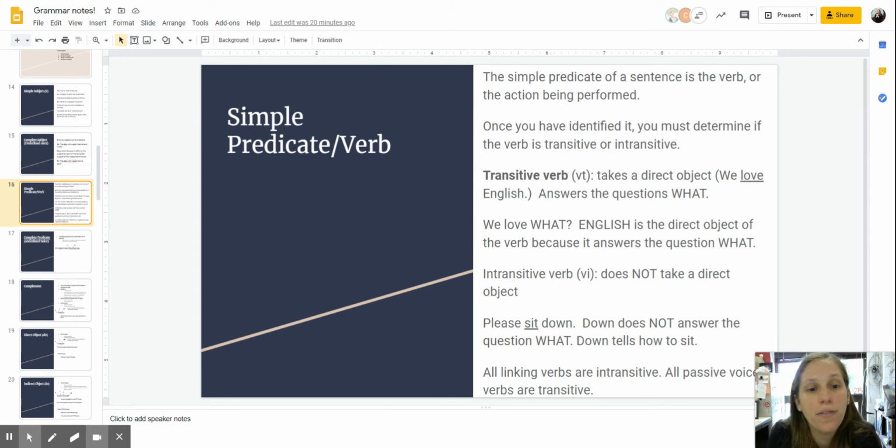So a transitive verb takes a direct object, okay? And we're going to talk about direct and indirect objects a little bit later. But basically it answers the question, what? We love English. We love what? English. So English is the direct object. That means that it's a transitive verb.